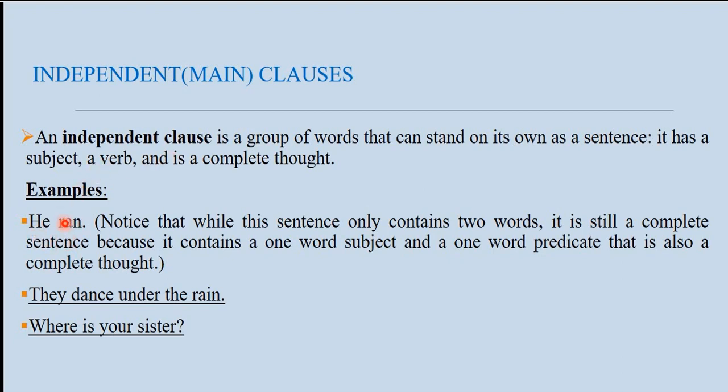"He ran." Notice that while this sentence only contains two words, it is still a complete sentence because it contains a one-word subject and a one-word predicate that is also a complete thought. "They dance under the rain" is also an independent clause. "Where is your sister?" is also an independent clause, although it is a question.